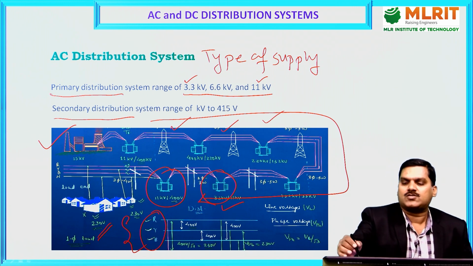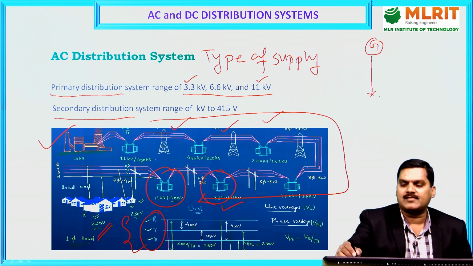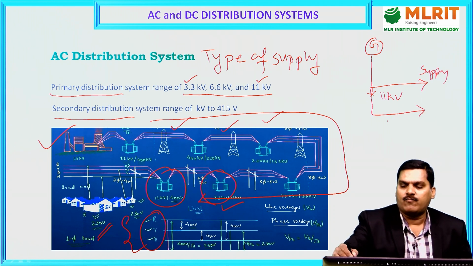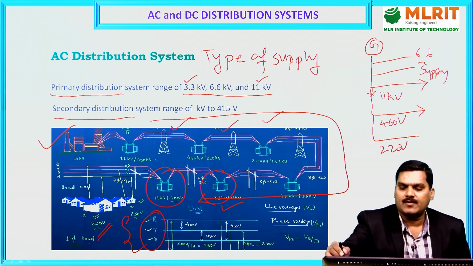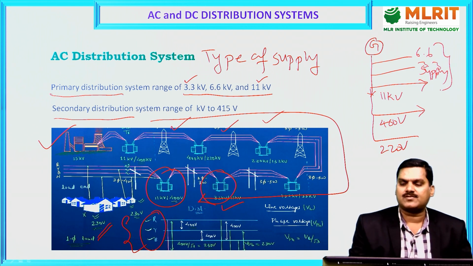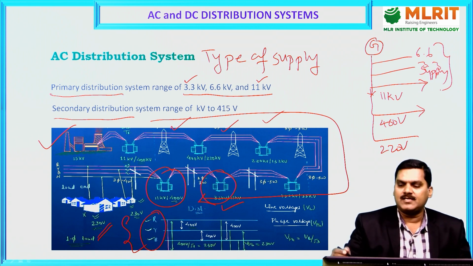That means from the generating station, transmission comes at different levels, and from 11 kV, some consumers may need 11 kV supply. Some consumers may need 400 volts, some consumers may need 220 volts. So, 11 kV, 6.6 kV, 3.3 kV. Up to this, all these distributions, some consumers may need these three kinds of supply.